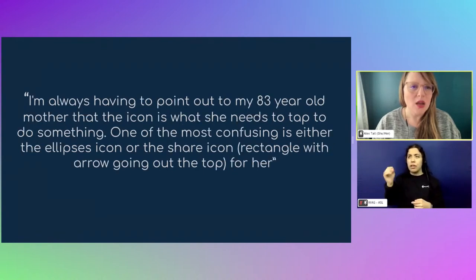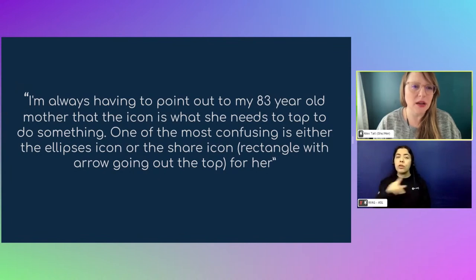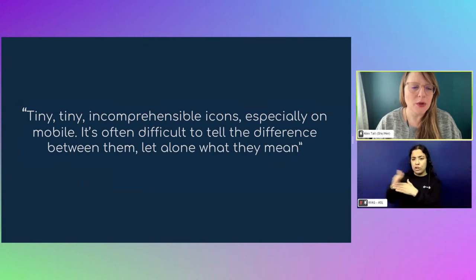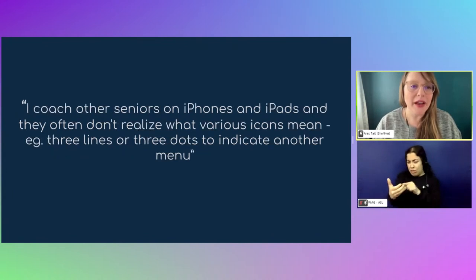Quote, I'm always having to point out to my 83-year-old mother that an icon is what she needs to tap to do something. One of the most confusing is either the ellipses icons or the share icon, the rectangle with the arrow pointing out at the top for her. Quote, tiny, incomprehensible icons, especially on mobile. It's often difficult to tell the difference between them, let alone what they mean. Quote, I coach other seniors on iPhones and iPads, and they often don't realize what various icons mean, e.g. 3 lines or 3 dots to indicate another menu.